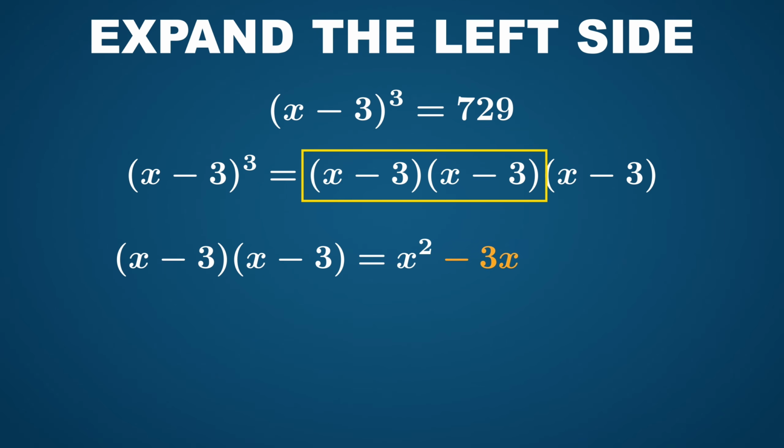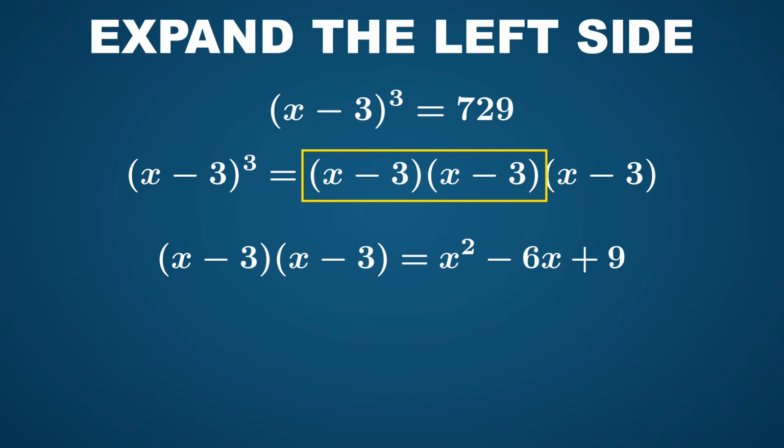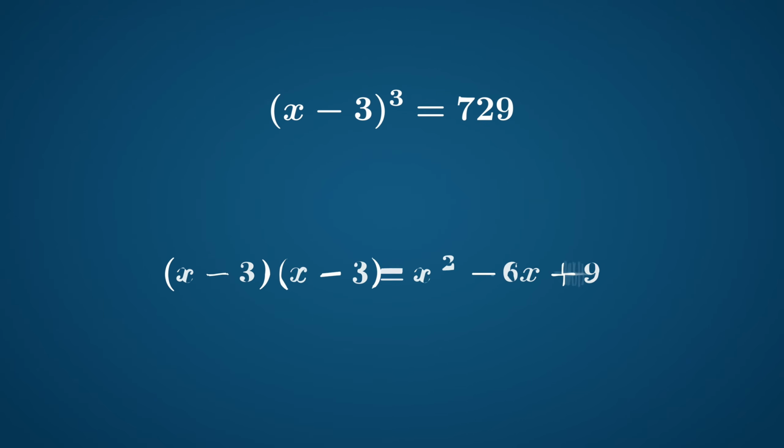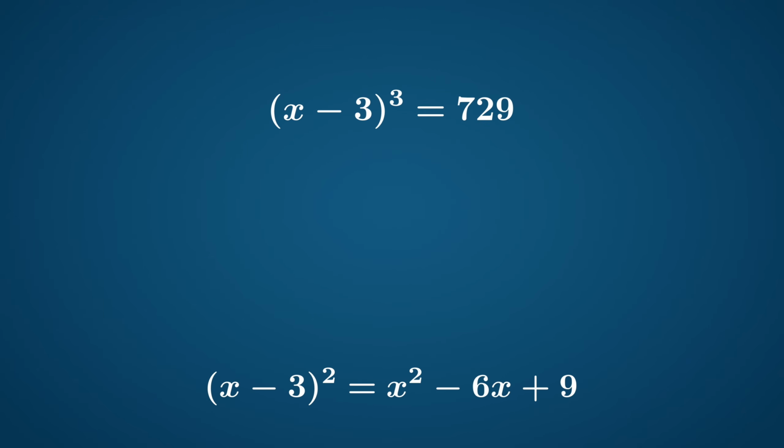Then x times negative 3 gives us a negative 3x. Next, negative 3 times x adds in another negative 3x. And negative 3 times negative 3 gives a positive 9. The two middle terms combine into a single negative 6x. So the first two copies multiply out to x squared minus 6x plus 9.